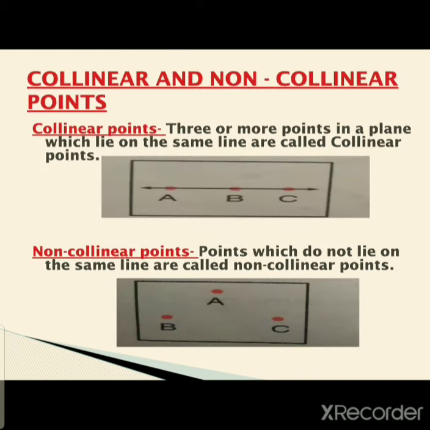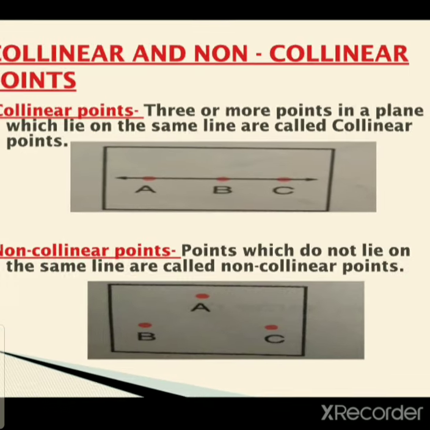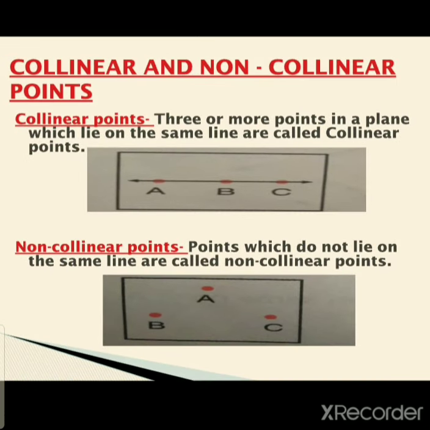Let us understand what is collinear and non-collinear points. Collinear points means three or more points in a plane which lie on the same line are called collinear points. Look at this, A, B and C. They lie on the same line. So these are called collinear points.